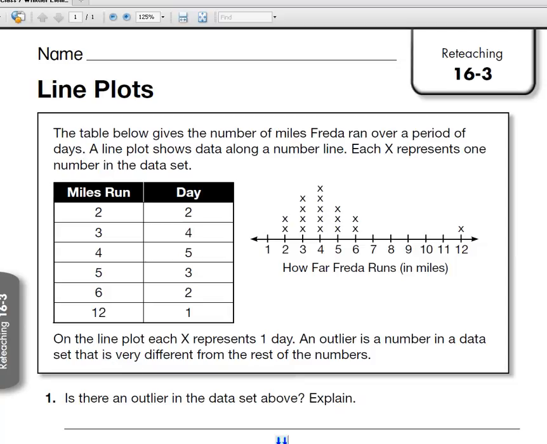All right, boys and girls, this is 16-3. Today we are figuring out numbers on a line plot.